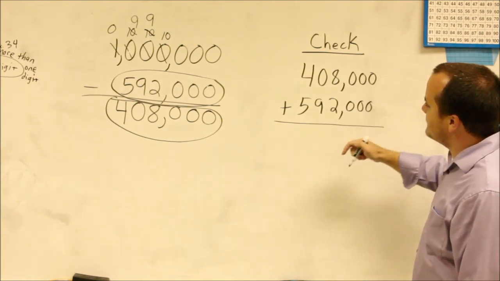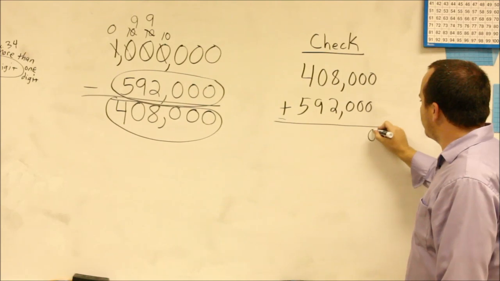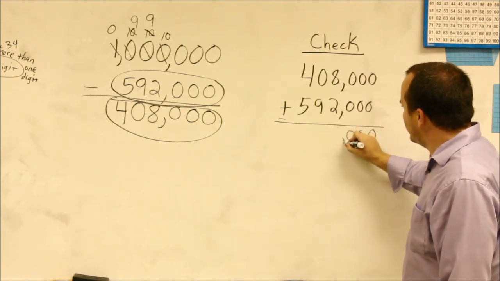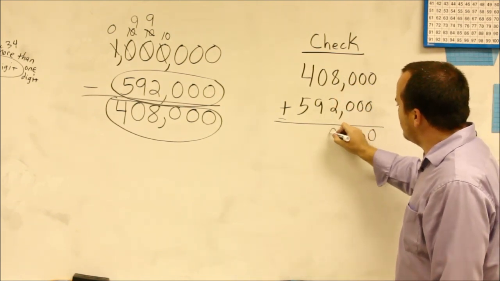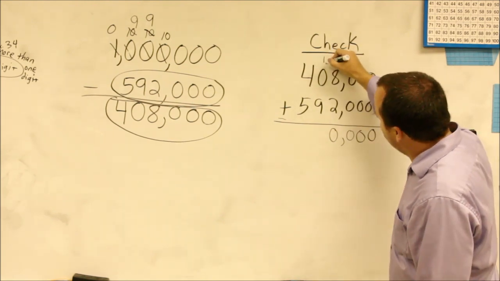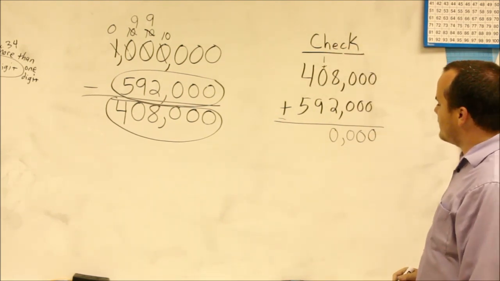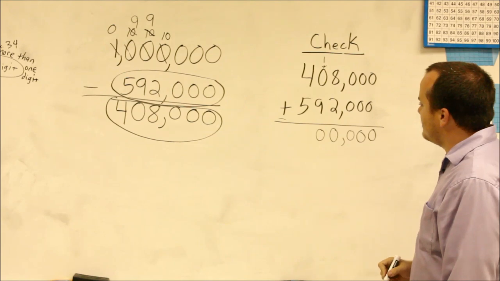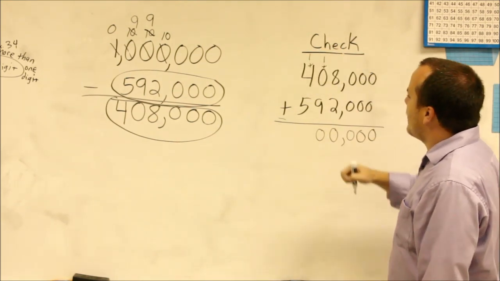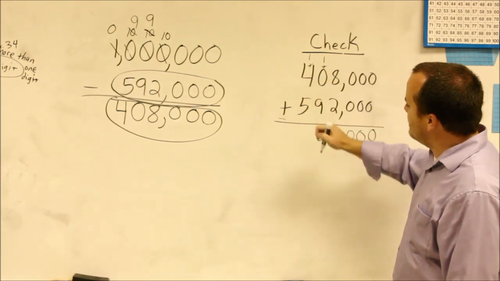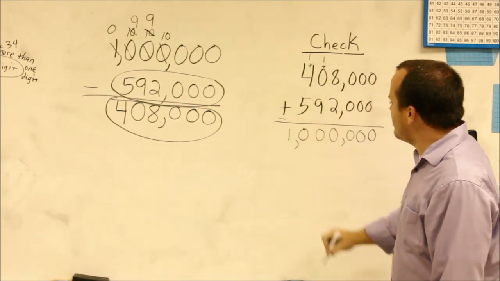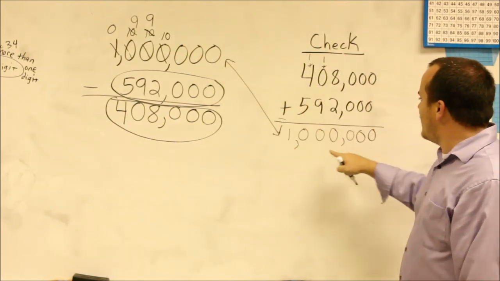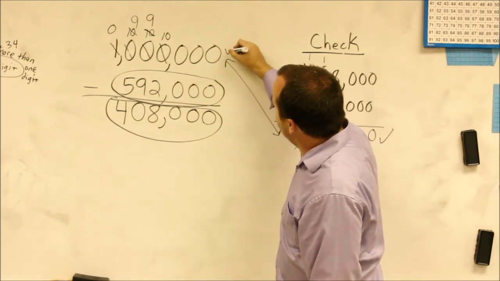In my ones place, 0 plus 0, make sure we're adding this time. 0 plus 0 is 0. My tens place, 0 plus 0 is 0. My hundreds place, 0 plus 0 is 0. Put my comma. 8 plus 2 is 10, so let me put my 0 from my ones place down and my 1 from my tens place over there in the 10,000s. 1 plus 0 is 1, and 1 plus 9 is 10. So same thing, I put my 0 down and my 1 up top. And I put my plus sign, 1 plus 4 is 5, and 5 plus 5 is 10. And let me put my comma in the right place. So does this number match up with that? Well, this is 1 million, and it matches up to that 1 million there.